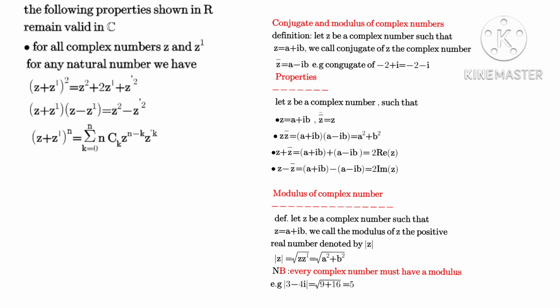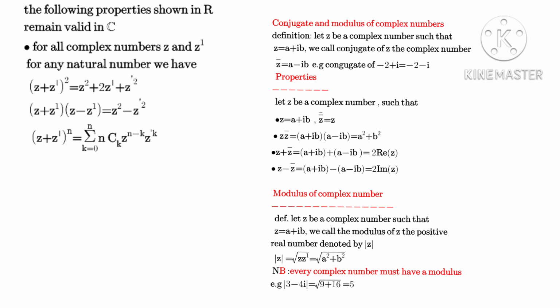2 real parts. We have it to be 2 times the real part. a plus a, that's 2a, and a is called what? The real part. So we have 2 real parts. Then z minus z bar, the real part cancels out, then we have just 2 imaginary parts.